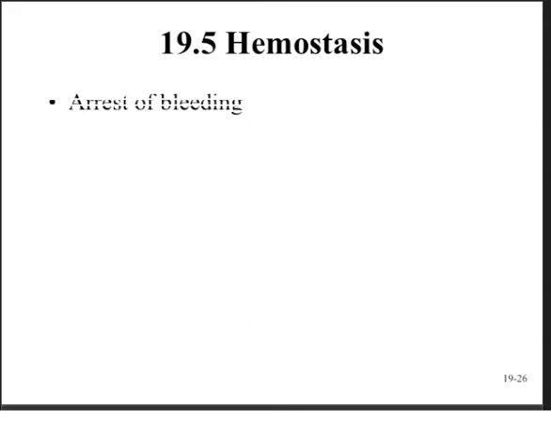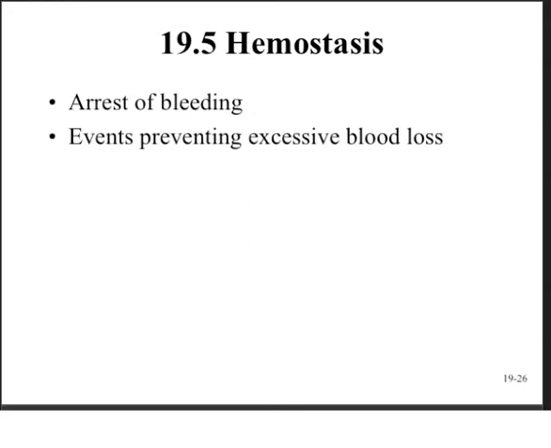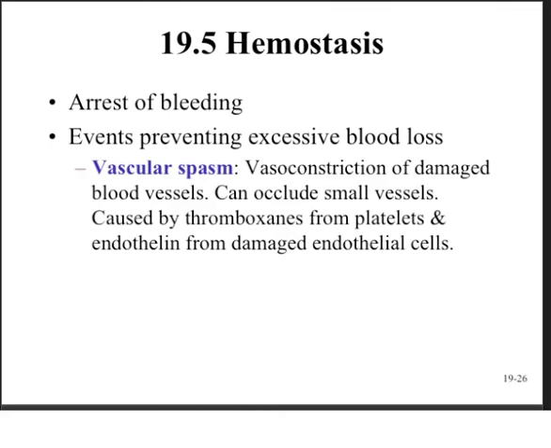Hemostasis in general is simply the arrest of bleeding. These are events that prevent you from hemorrhaging out. One of the first things that occurs is a vascular spasm where we have vasoconstriction near the site of the injury to prevent excessive bleeding. It's caused by the release of thromboxanes from platelets and endothelin from the damaged endothelial cells. At any site, like a puncture or a cut or an abrasion, you're going to have damaged endothelial tissue, and the result will be the release of these chemicals.